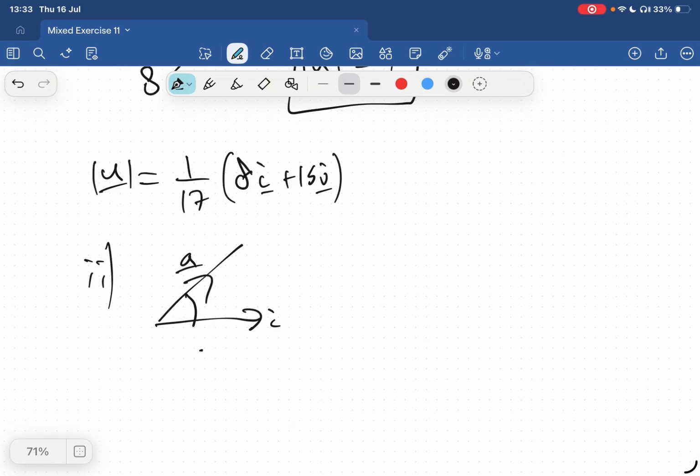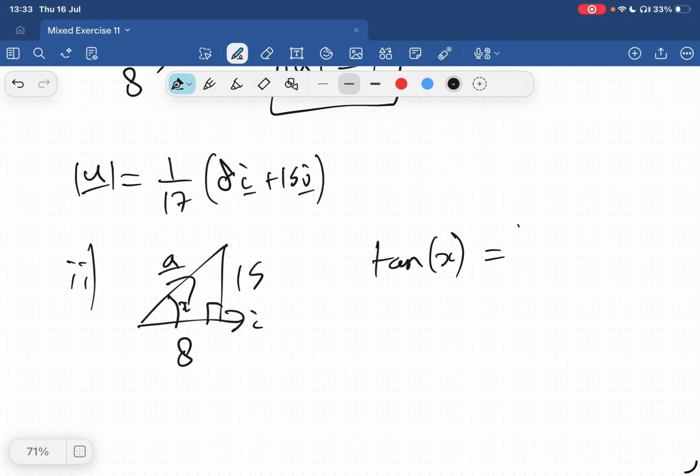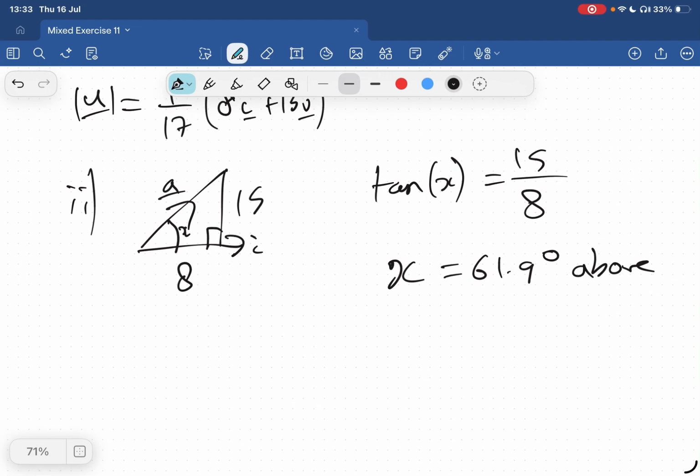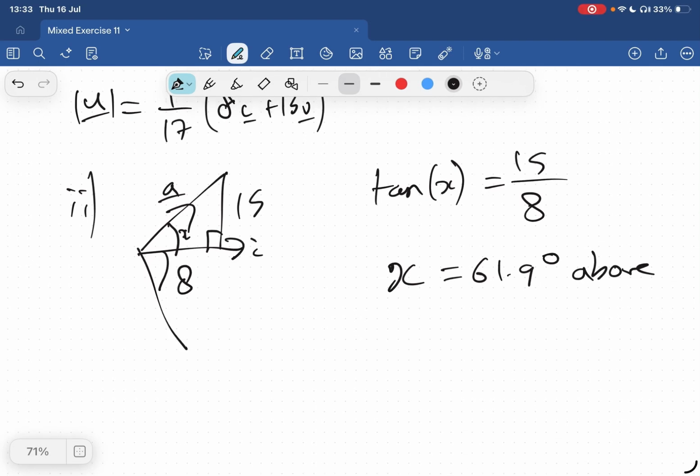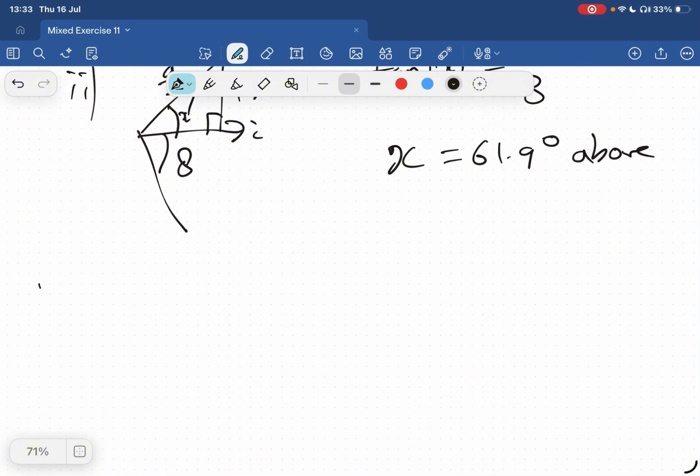We're going across 8 and up 15, so using SOHCAHTOA, we need the tan of this angle, so x is opposite over adjacent. If we put this in our calculator, tan inverse of 15 over 8 gives us 61.9 degrees above I. Because we could also have 61.9 degrees below I, we need to specify if it's above or below.